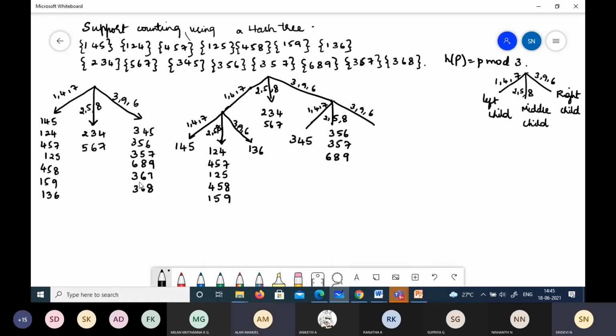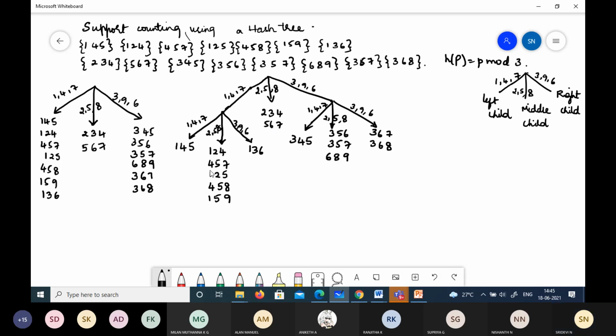Let's take the next candidate, 3, 6, 7, 6. So it will branch here, 3, 6, 7 and 3, 6, 8. There is no problem with this because maximum 3 we can have and we have that here. But what about this left child? Your middle child also not a problem because we have 2, 3, 4 and 5, 6, 7 here.